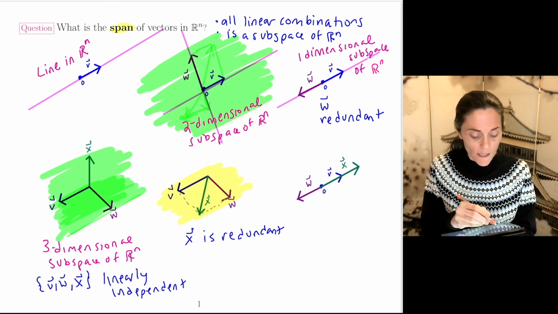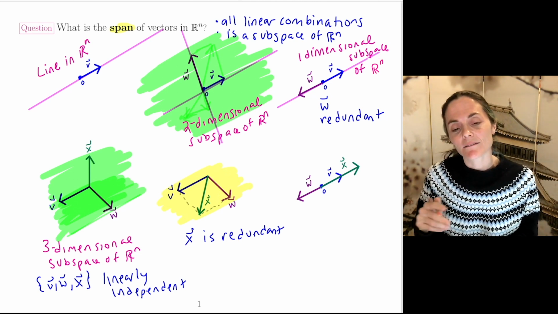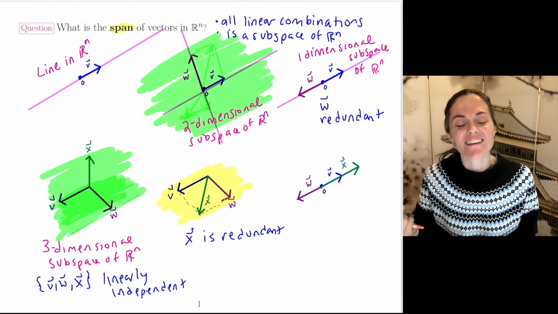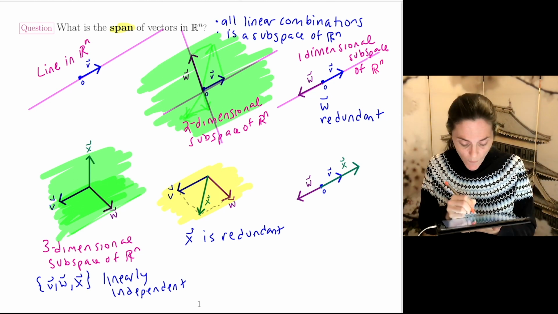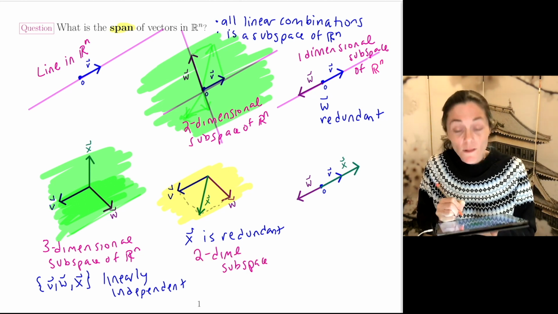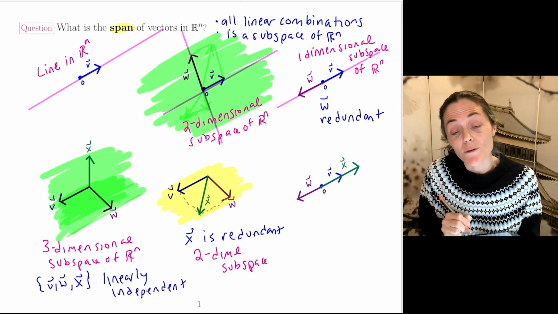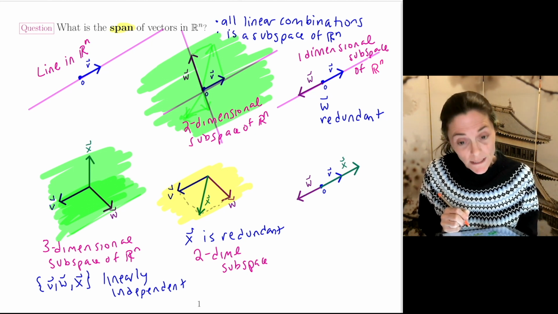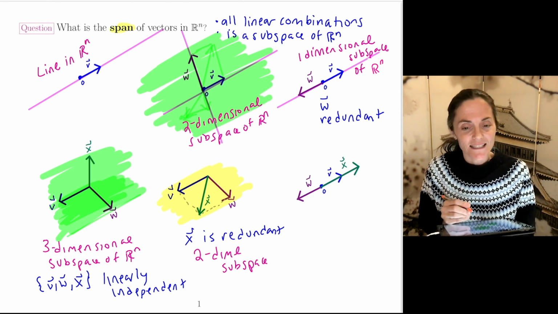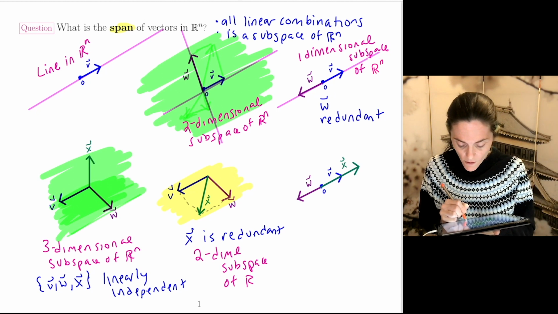So once again, when you have one redundant vector in a collection of three and two independent vectors, as we see here, we will have a plane. So a two-dimensional subspace. Even though we're taking the linear combinations of three different vectors, because we have a redundant vector, we have a two-dimensional subspace, again, of Rn.